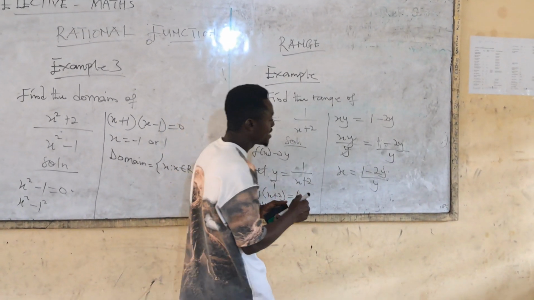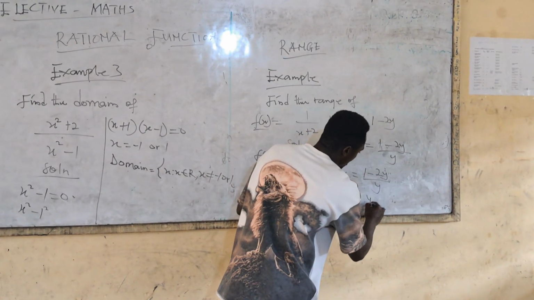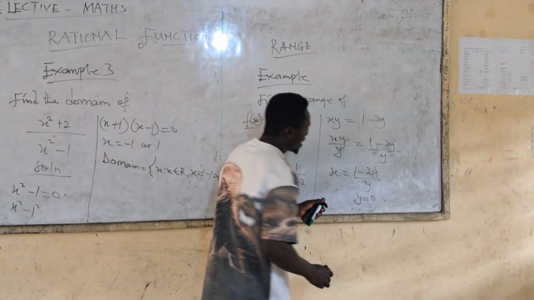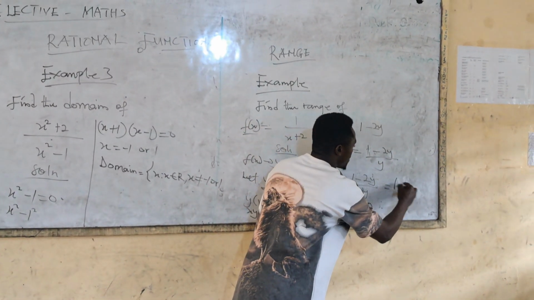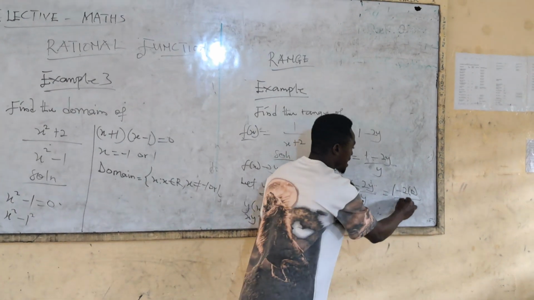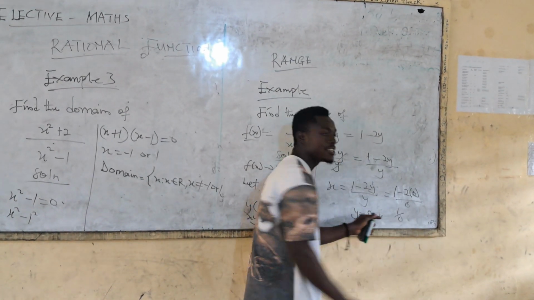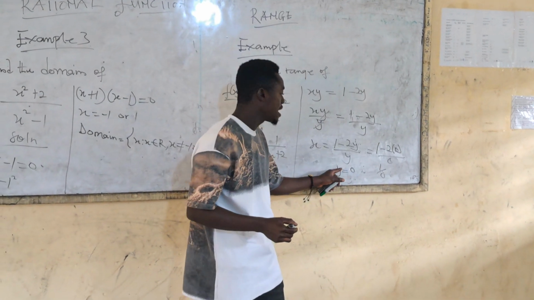So, for instance, if you equate the denominator to 0, meaning y is equal to 0, and you put 1 minus 2 times 0 all over 0, automatically you are going to have 1 over 0, which is undefined. But any other value that you put here will make the function defined.